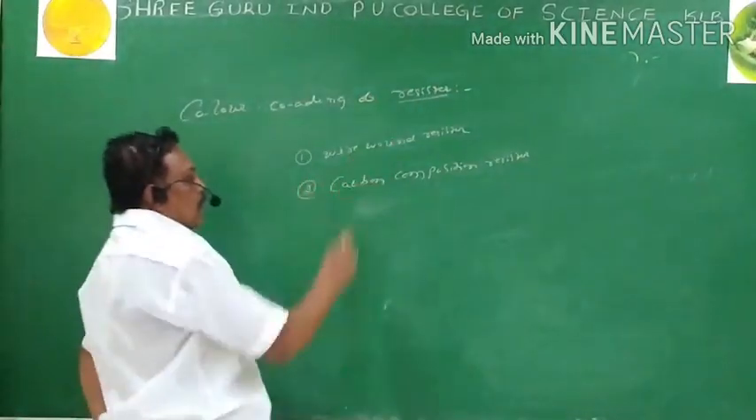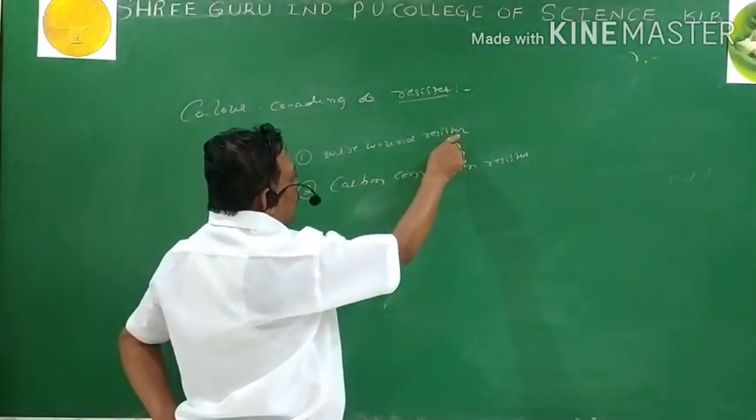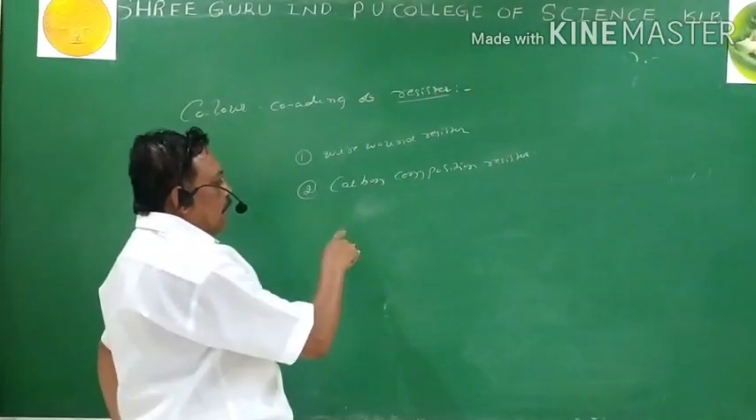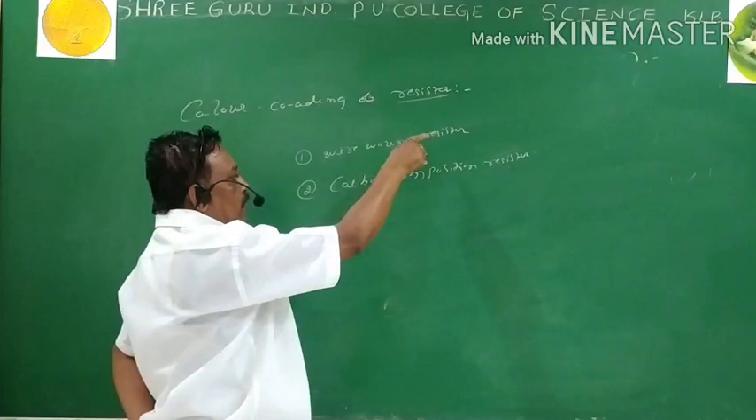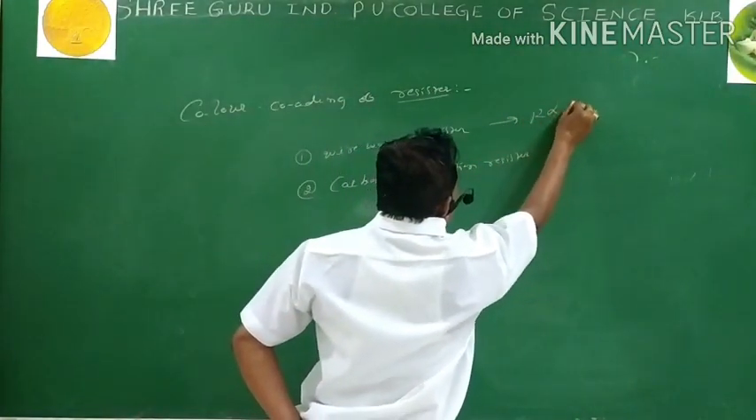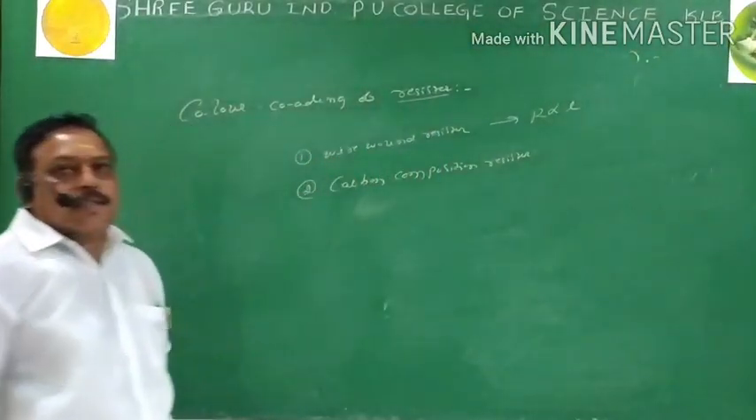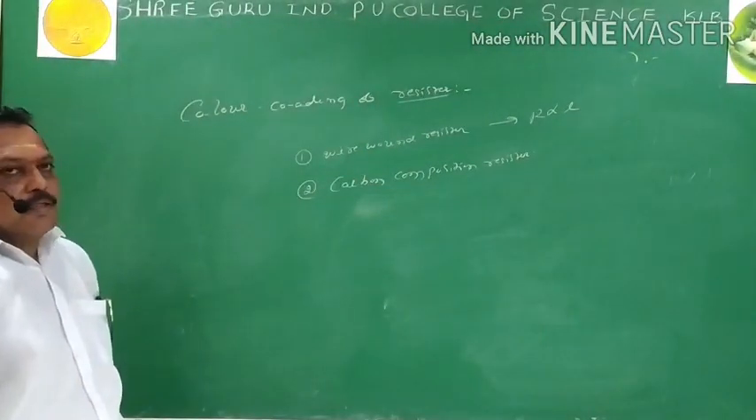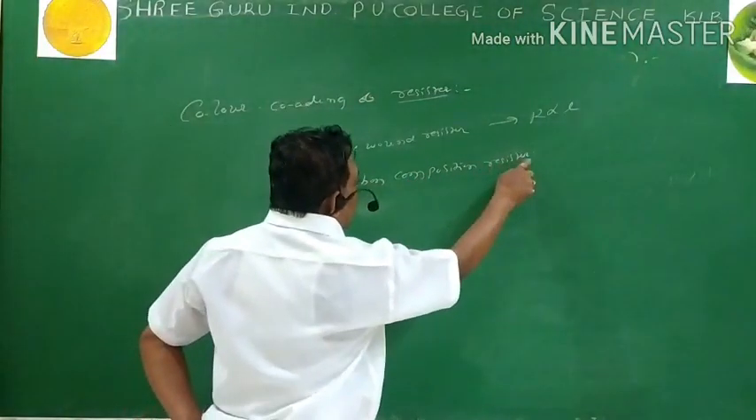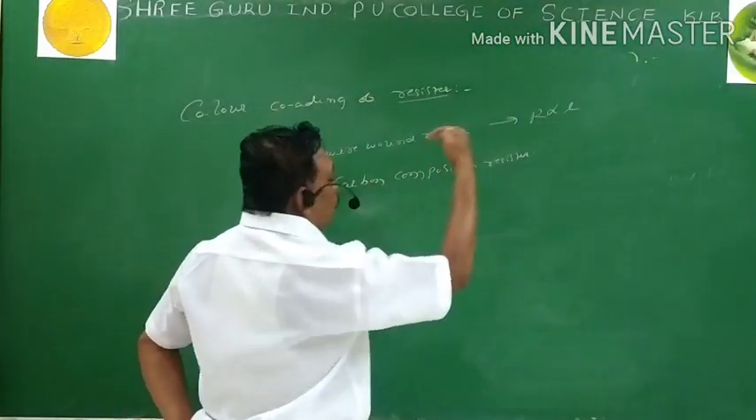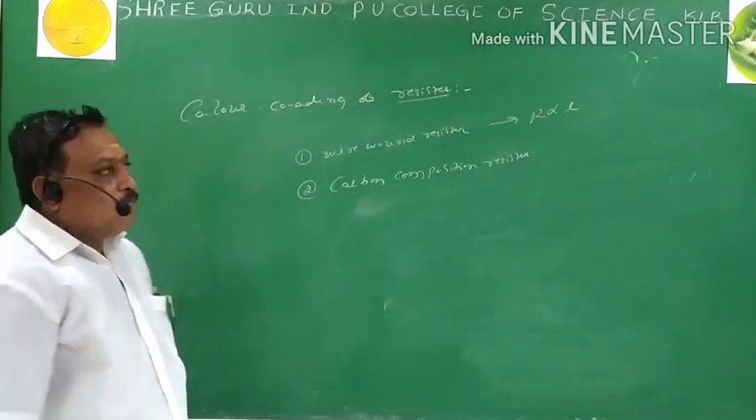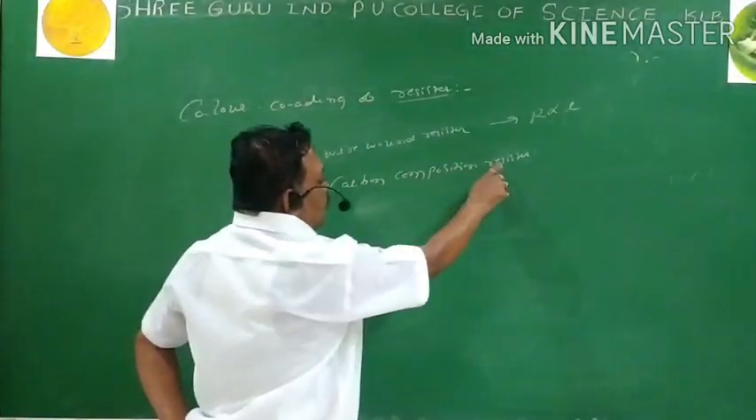In wire wound resistors, we take a suitable wire of length L and it is wound on a particular base, and as the length increases, the corresponding resistance also increases. It is based on the principle that R is directly proportional to L. But carbon composition resistor is a special type of resistor we use in electrical and electronic circuits.